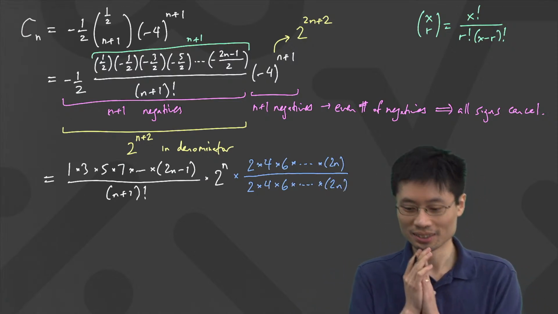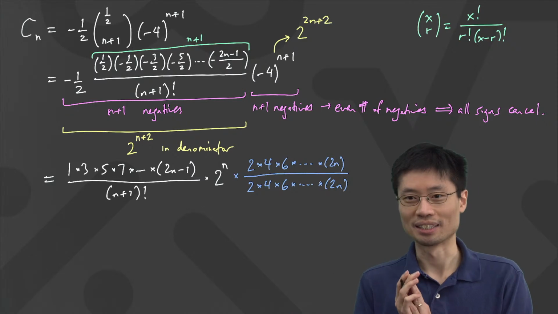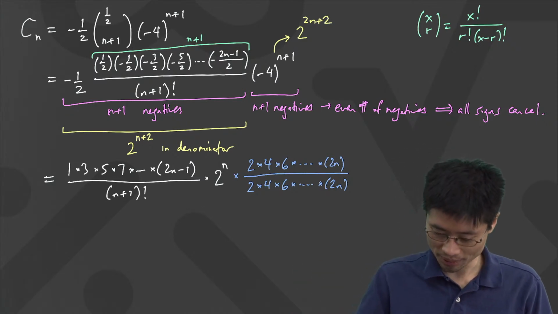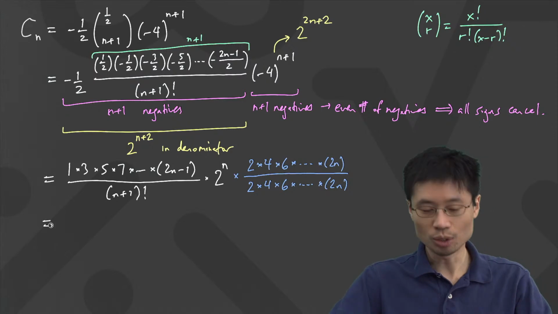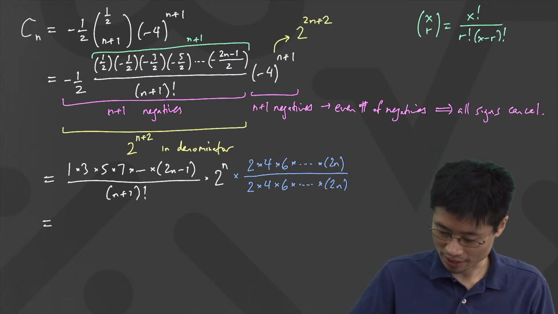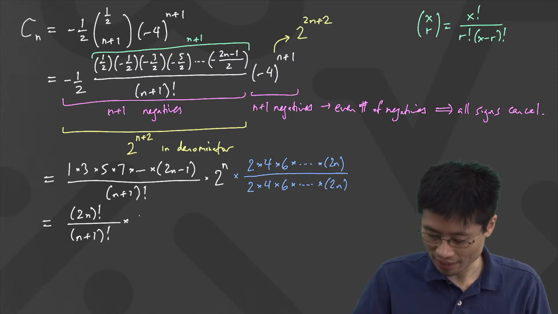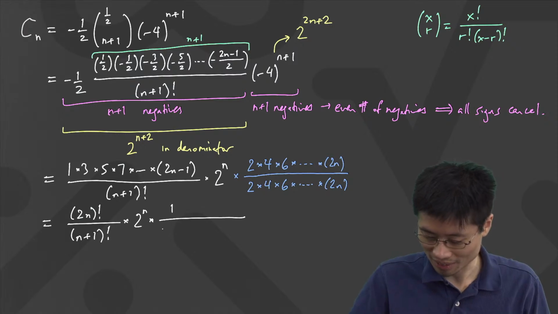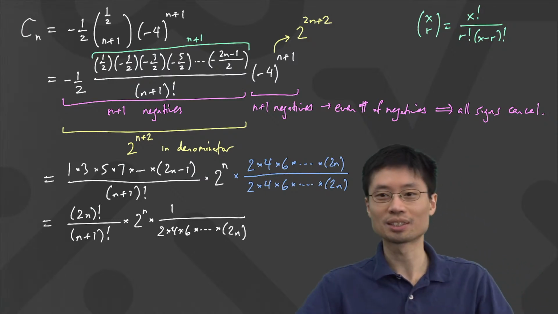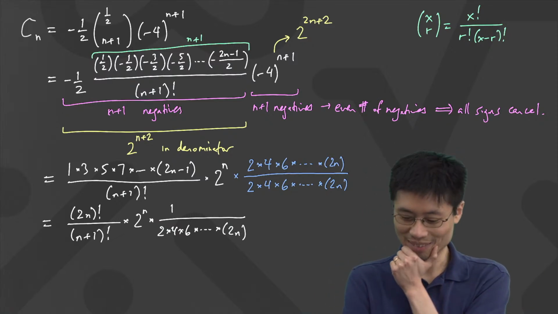Okay, good. Now, let's try to simplify this. The numerator is now a perfect factorial. It is a 2n whole thing factorial. The denominator has an n plus 1 factorial. I have this 2 to the n, and I still have the denominator. The denominator is still lying around: 2 times 4 times 6 times dot dot dot times 2n. How do I rescue this denominator? It's really annoying. I have a 2, 4, 6.